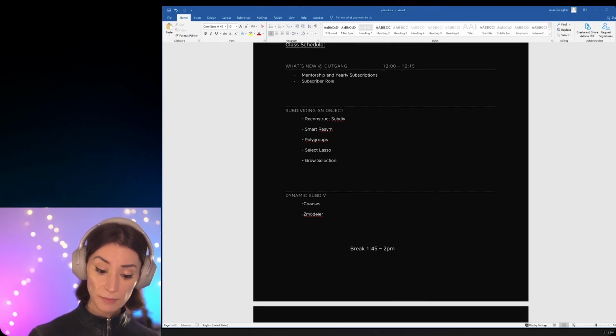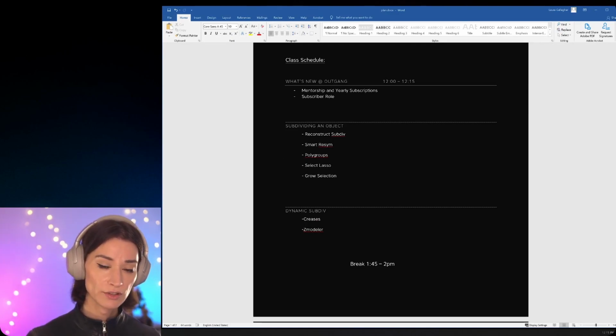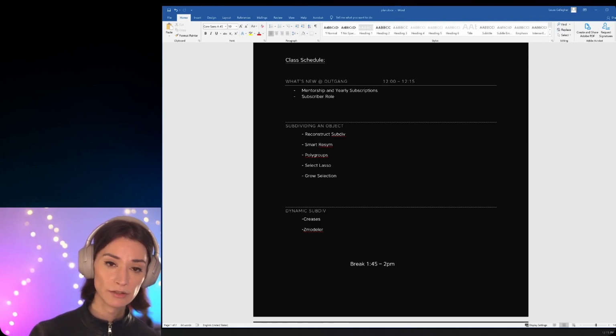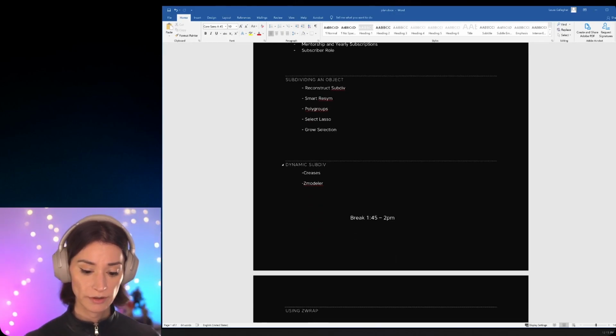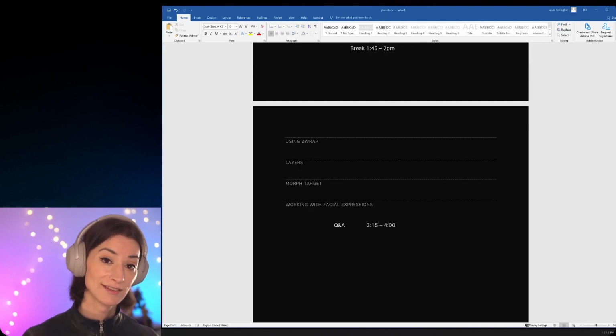And that's pretty much exploring the subdivision mode, and then talking very briefly about what we call Z-modeler and dynamic subdivision. We'll cover that in the first part of the class. We'll have our break, just like always.